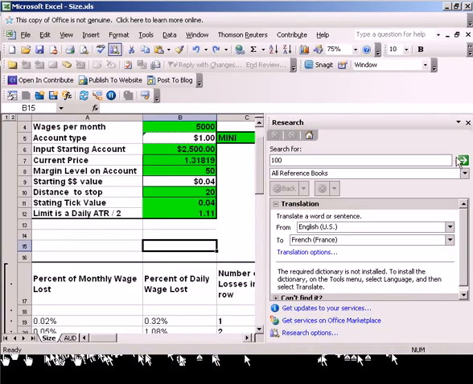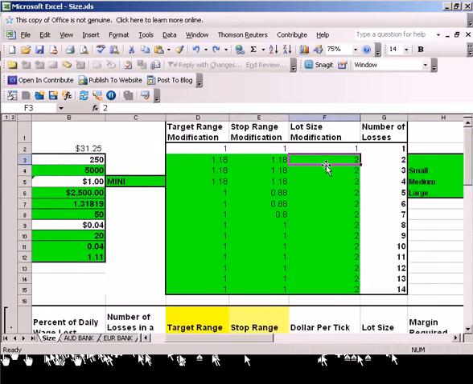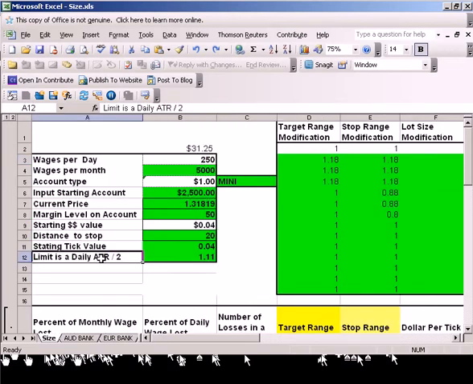So watch. What we're going to do is we're going to bring this up. This is the money management section. If I lose, I'm going to increase my target to 1.18, so 18%. Well, this is your ATR. I can only increase it up to the ATR for the day.